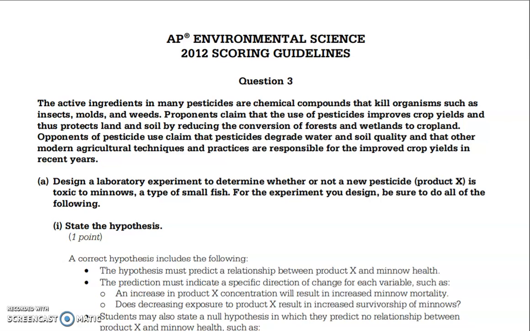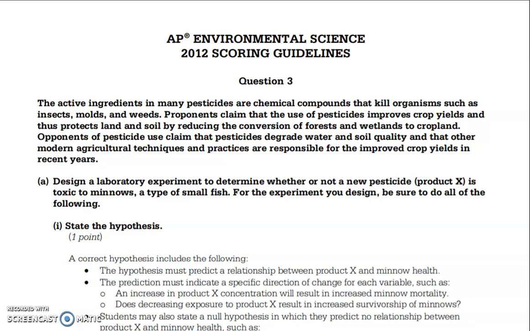Proponents claim that the use of pesticides improves crop yields and thus protects the land and soil by reducing the conversion of forests and wetlands to cropland. Opponents of pesticide use claim that pesticides degrade water and soil quality and that other modern agriculture techniques and practices are responsible for the improved crop yields in recent years. So, design a laboratory experiment to determine whether or not a new pesticide, product X, is toxic to minnows, a type of small fish. For the experiment you design, be sure to do all of the following.